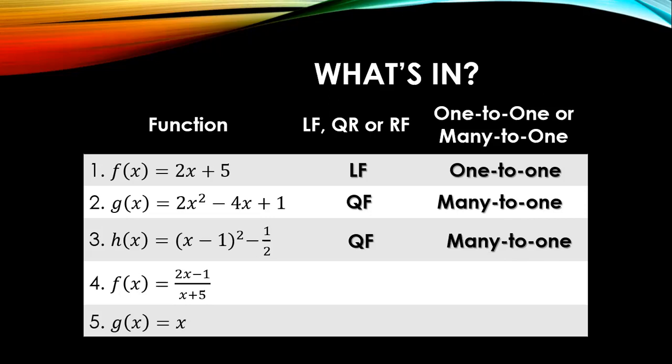Okay, so number 4, f of x is equal to 2x minus 1 over x plus 5. Okay, may nakita na tayo sa denominator. Meron na siyang denominator, which is x plus 5. Thus, this is already a rational function. Okay, so a rational function is always one-to-one. Okay po.